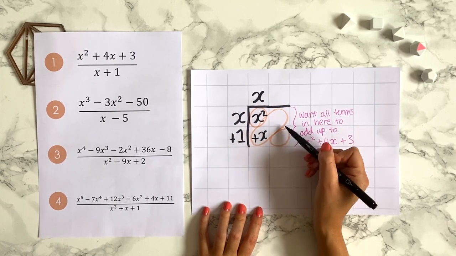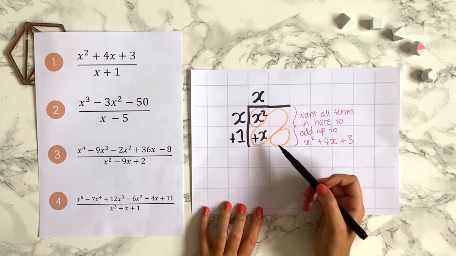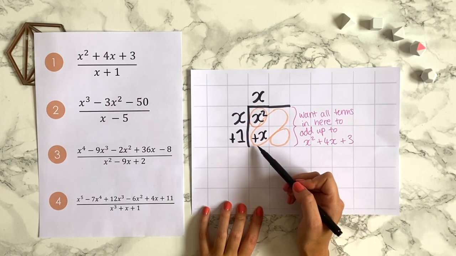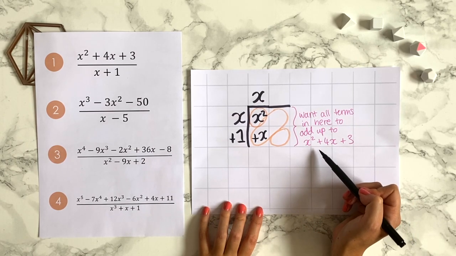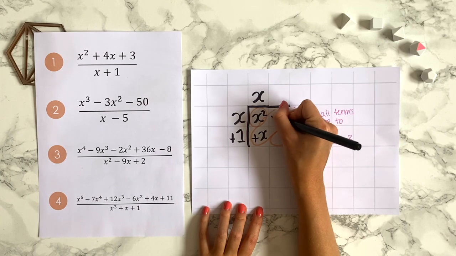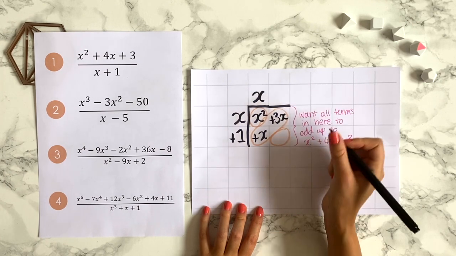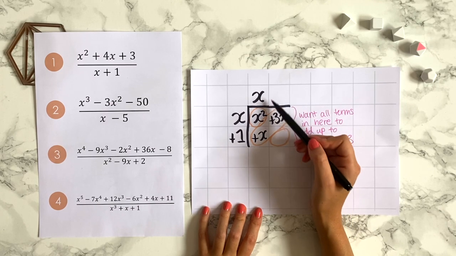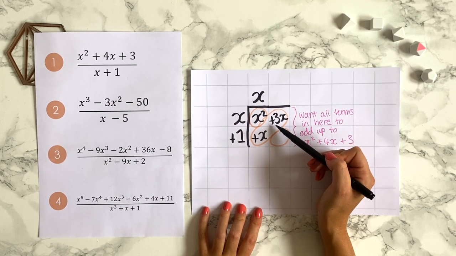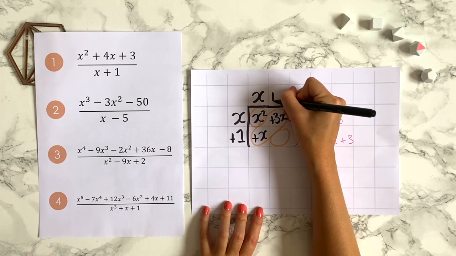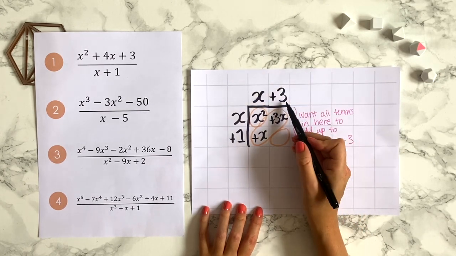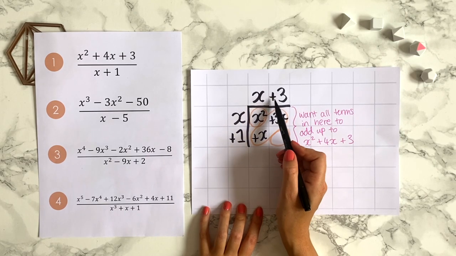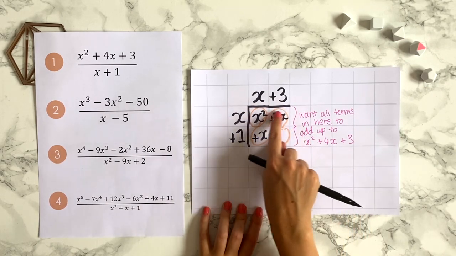Now we move to our second bubble. We want this second bubble to add up to plus 4x. So we've already got plus x here. So to get to plus 4x, we need to add 3x. And again, this is a multiplication grid, so what do we put up here so that this term times by x is plus 3x? Well, we need plus 3 to go here. And we're actually now done. The answer to our question is x plus 3 because we've filled out our top line.